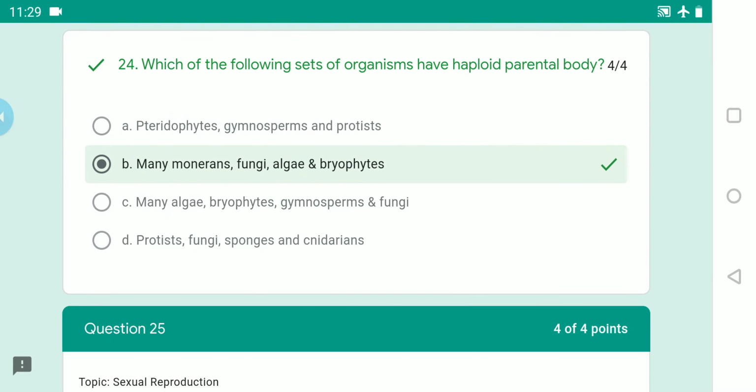Which of the following sets of organisms have a haploid parental body? Here, haploid means only n. So there are monerans, fungi, algae and bryophytes. During their life cycle also, for the maximum duration they remain as n. That's why they are called haploid parental body. Haploid will be used as haploid, n will be used as n.